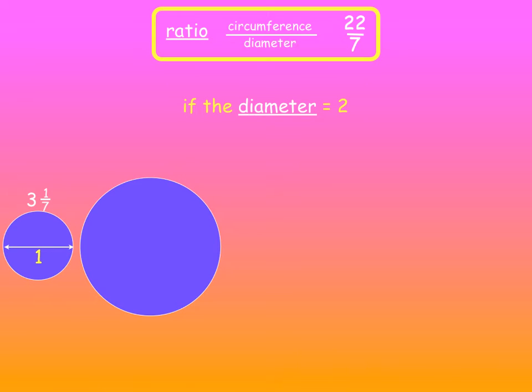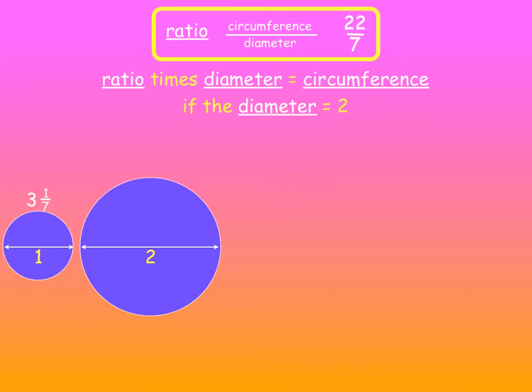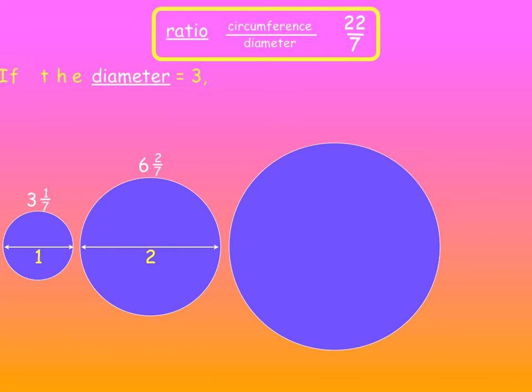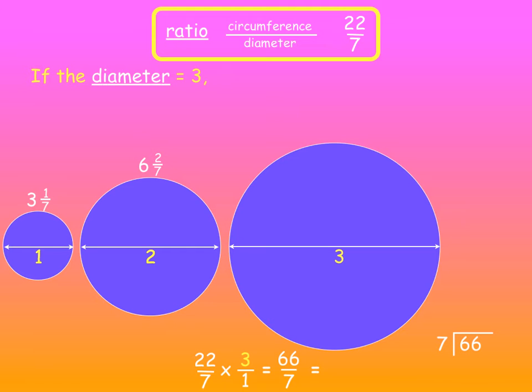Well, what if the diameter is 2 units? We can multiply times the ratio. 22 sevenths times 2 gives us 44 sevenths, which is the same as dividing 44 by 7. And that gives us 6 2/7. So the circumference is 6 2/7. But what if the diameter is 3 units? Well, we can multiply the ratio times that. 22 sevenths times 3 is 66 sevenths. We divide it and we get 9 3/7. So the circumference is 9 3/7.